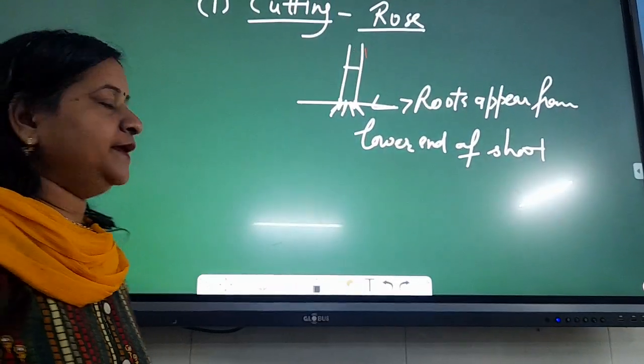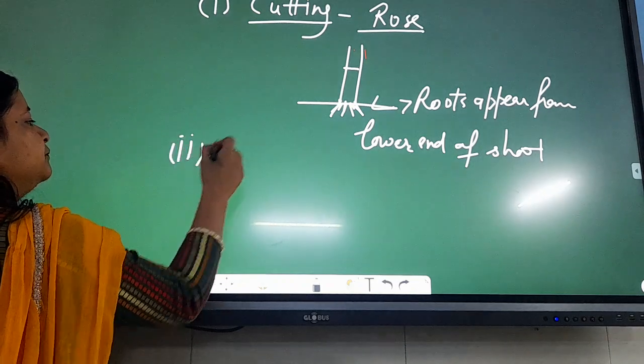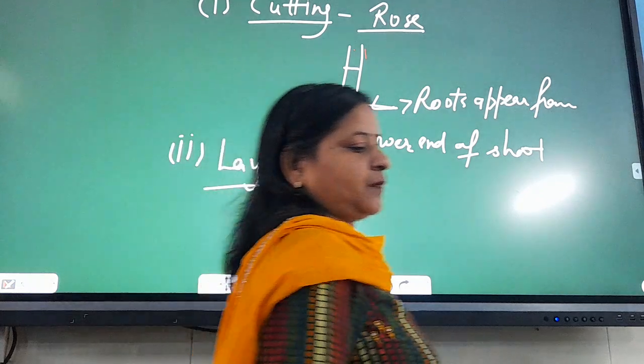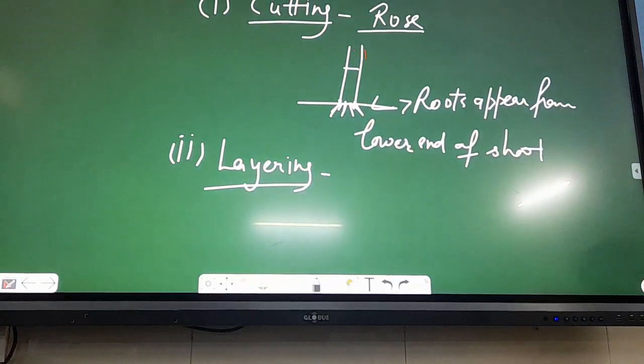Second, another method is layering. Layering means the roots are artificially induced on the stem branches before they are detached from the parent plant.